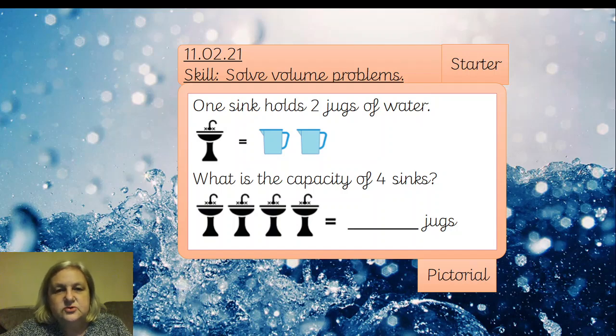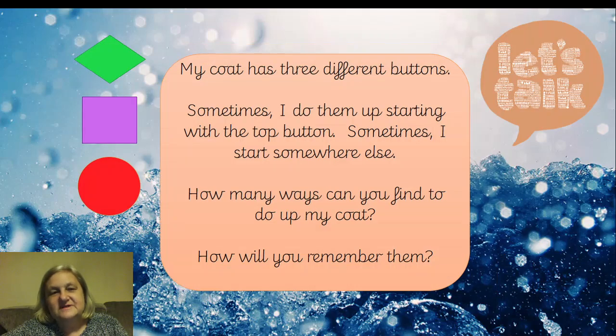And then this is your cool starter. This says 1 sink holds 2 jugs of water, so 1 equals 2 jugs. What's the capacity of 4 sinks? So each single sink is 2, so you could count up in 2s here and pop your answer in. And you've got 2, 4, 6 and 8, so 4 sinks representing 8 jugs. Okay, I got that the wrong way around.